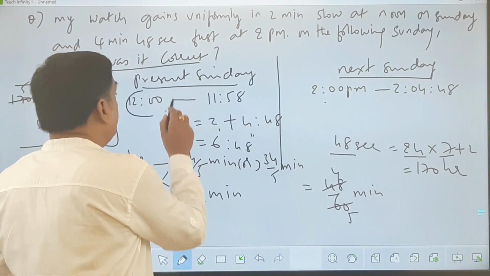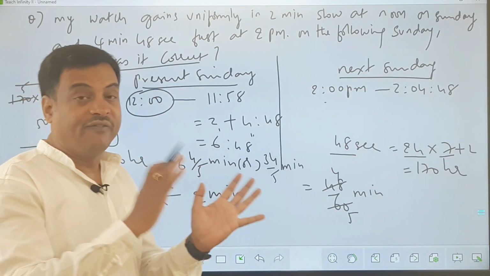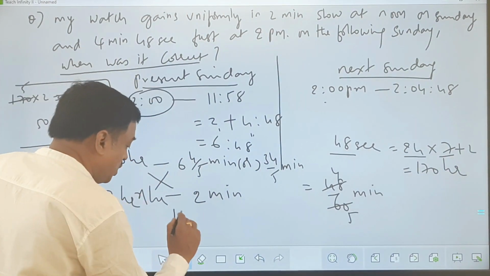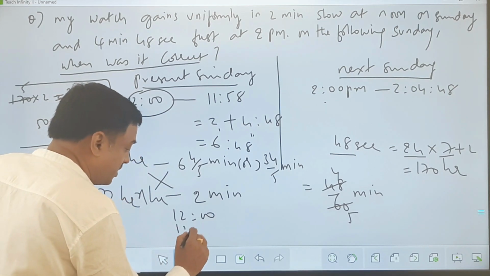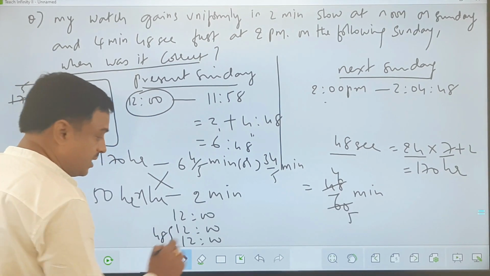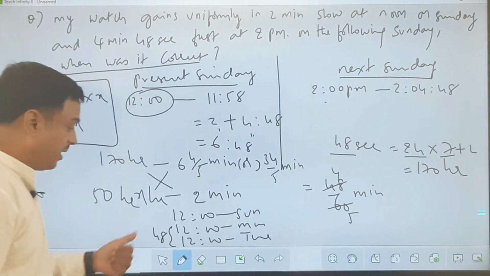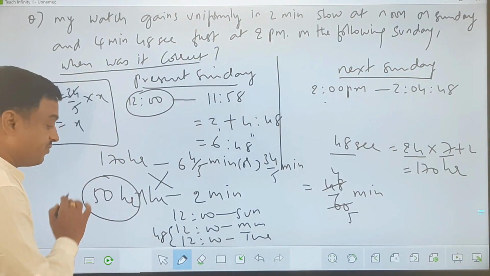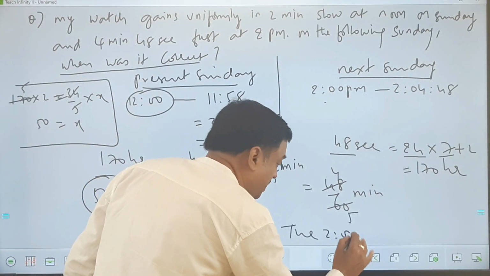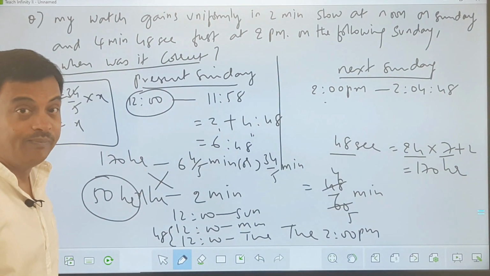Now from 12 noon I should add 50 hours. Now tell me, every 24 hours is 1 day. So now the final answer: 12 noon adding 24 hours, 12 noon adding 24 hours, total 48 hours here. So this was on Sunday, this will be on Monday, this will be on Tuesday. But not only 48 hours, we should add how many hours? 50 hours. So extra 2 hours. So the answer is finally on Tuesday 2 p.m. the time was accurate. It was the exact correct time.